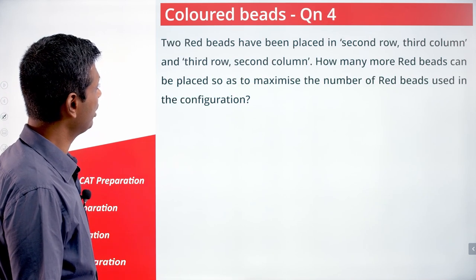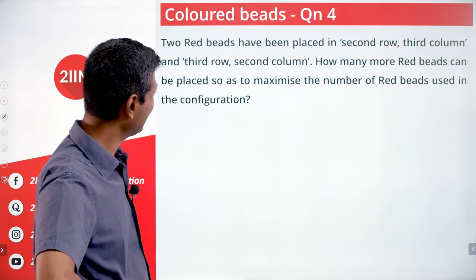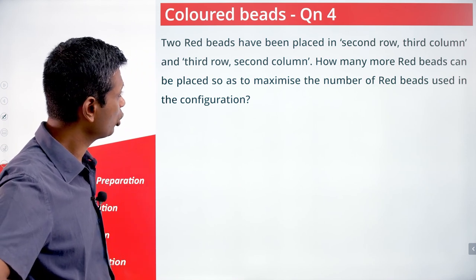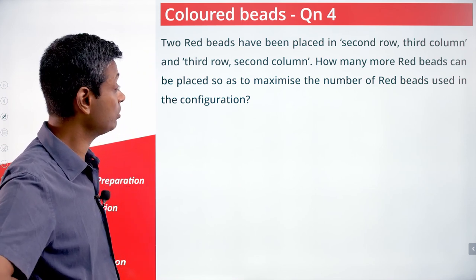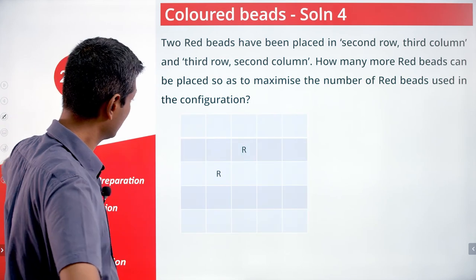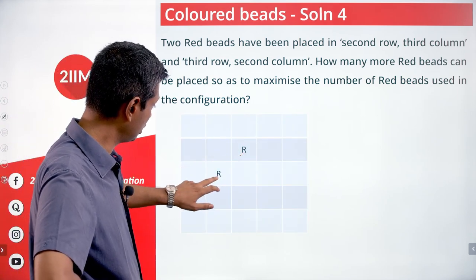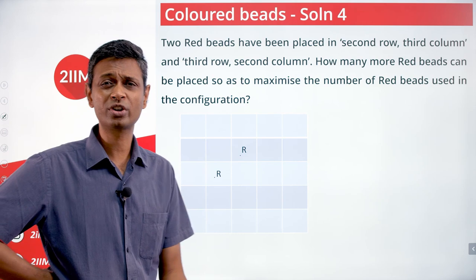2 red beads have been placed in second row, third column, and third row, second column. How many more red beads can be placed so as to maximize the number of red beads? Second row, third column, third row, second column. What can we do straight away?